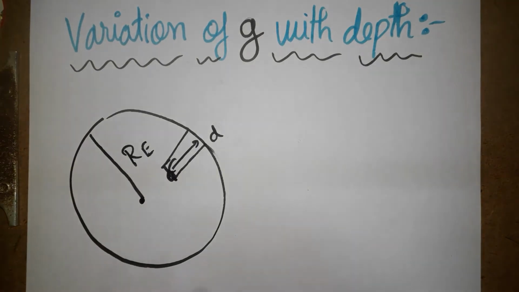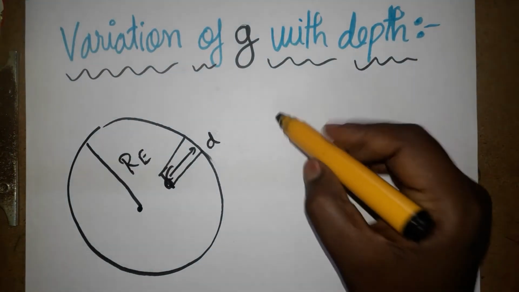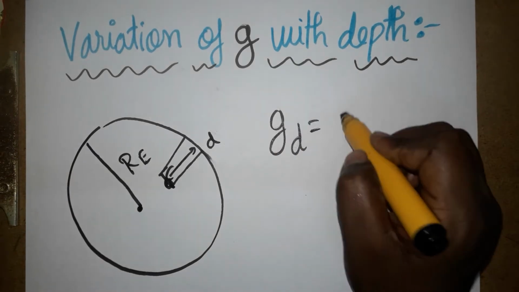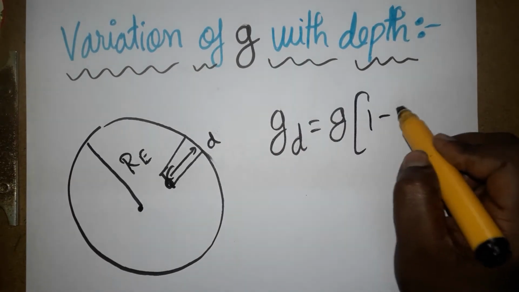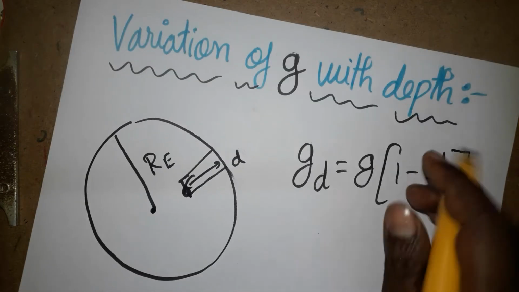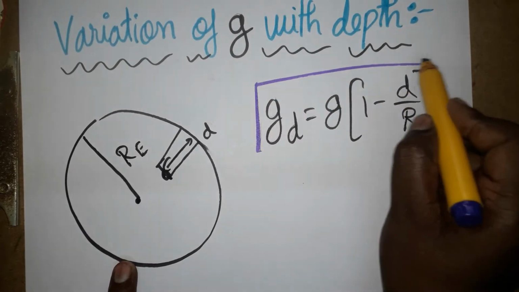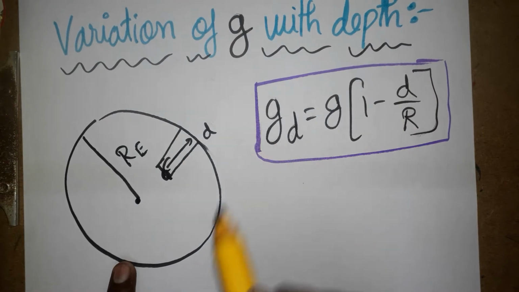So student, today we are going to learn about the variation of gravity with depth. The actual formula for gravity at a depth is g_d equal to g times (1 minus d divided by the radius of the earth). Okay, this is the formula. We are going to learn how to derive this equation for the variation of gravity with depth.